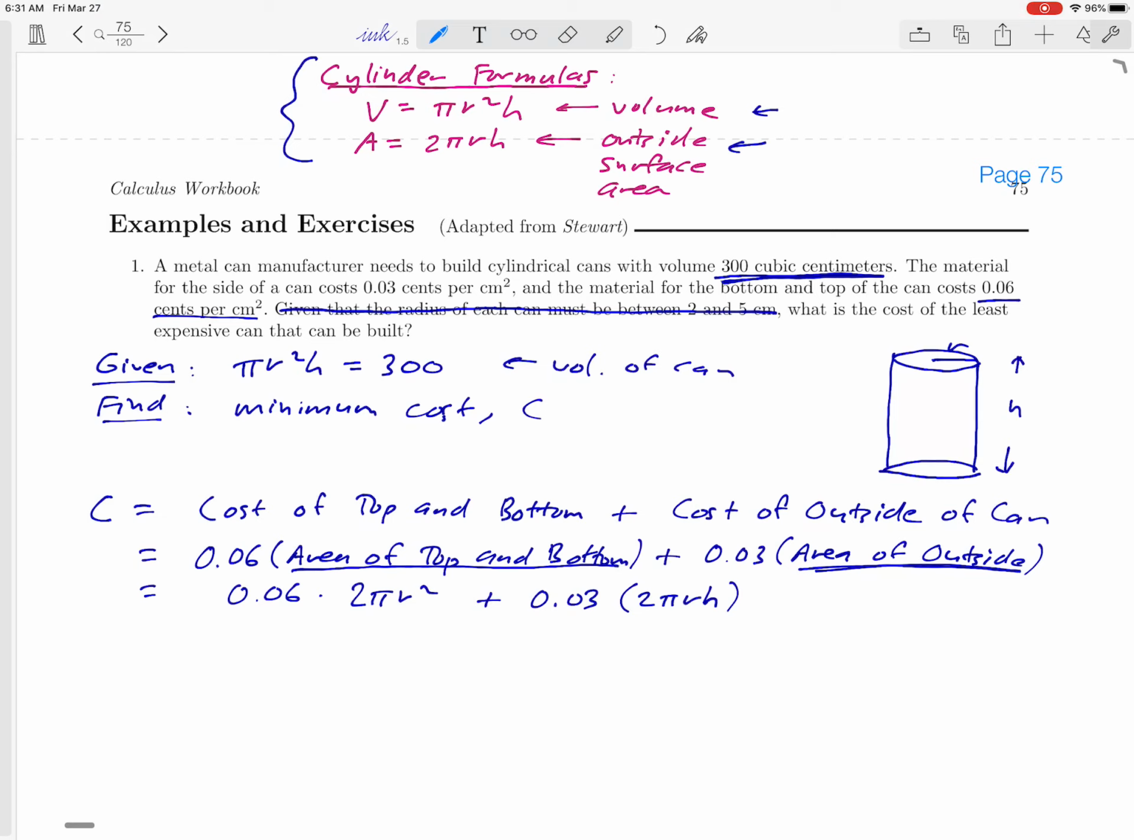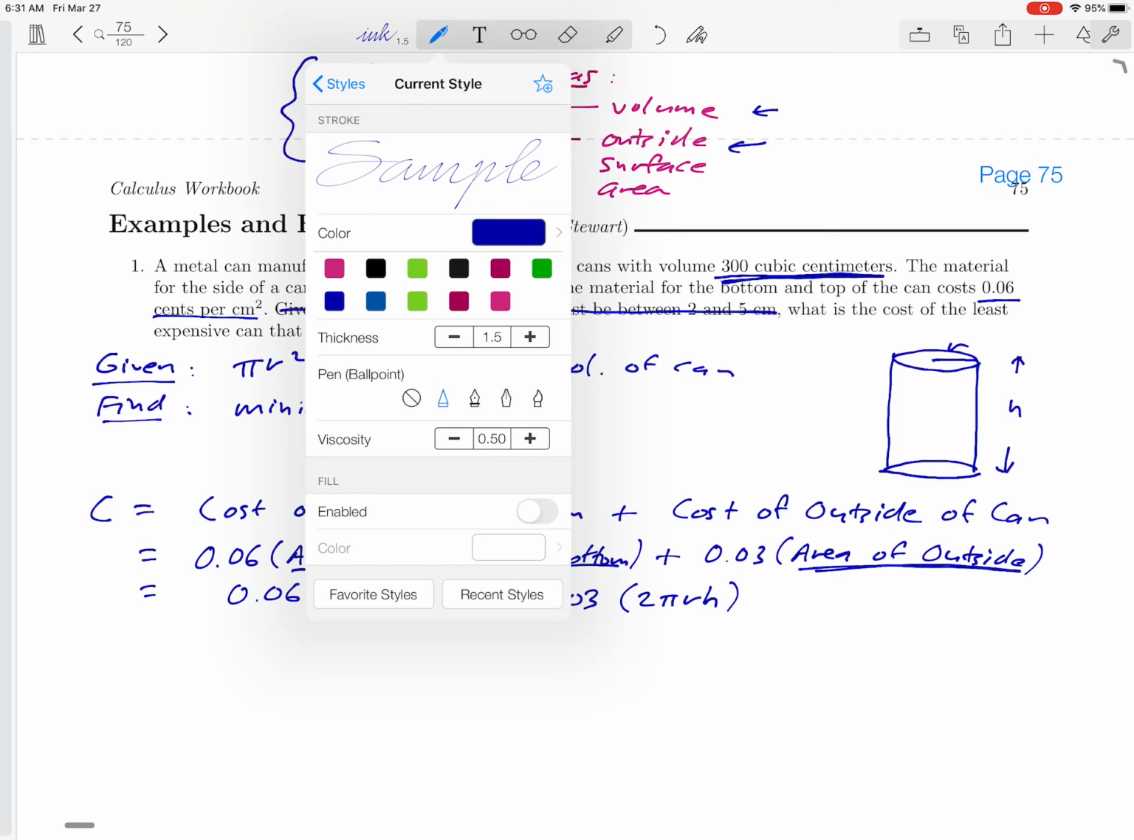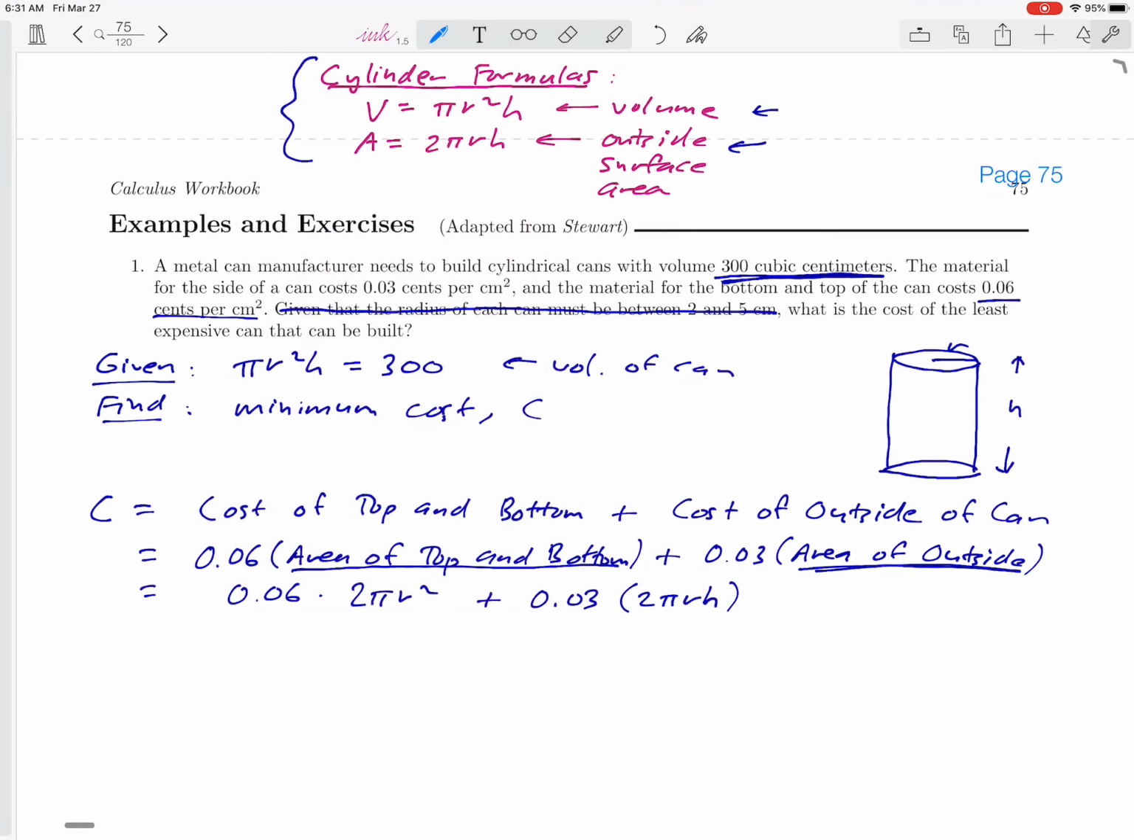Well, we need to think about critical points here, and we run into the same issue that we've run into a few times. We have a function that has two variables in it, r and h. We need to get rid of one of those variables in order to be able to take the derivative of this. So we'll do what we've done a couple of times. We'll go back to our given piece of information, pi r squared h equals 300, and we'll just solve that for one of the variables.